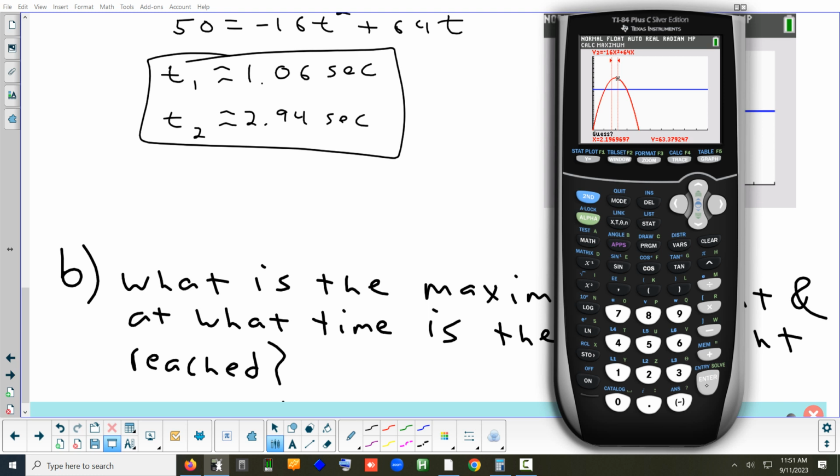Hopefully I did. I think I did. And then it asks you for a guess. Just put the guess as close as you can to where the maximum is and hit enter one more time. And it says basically at 2 seconds, remember x is time, my rocket will hit a height of, what does it look like? 64 feet. Yep. At 2 seconds, it hits a height of 64 feet.